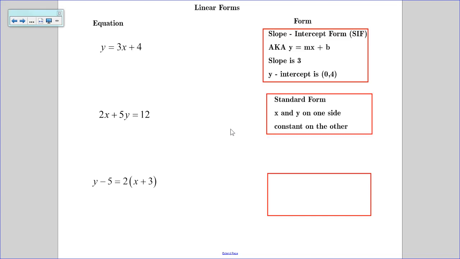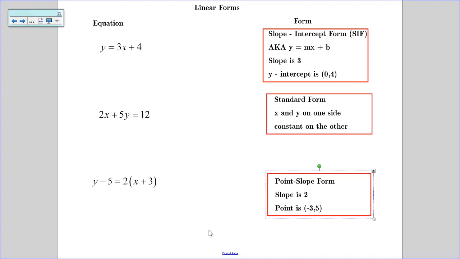The next one is called standard form. X and y are on one side, and the constant term is on the other. Normally what we would do is turn that into a y equals mx plus b equation. That's one way of approaching that.